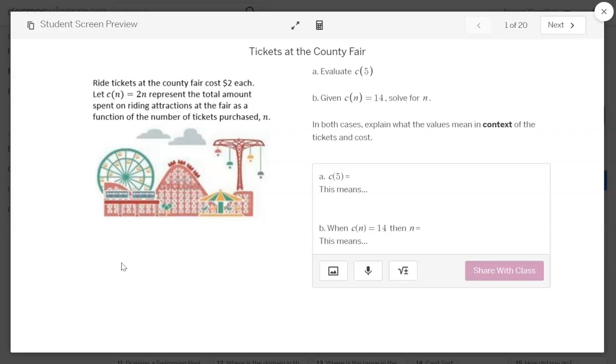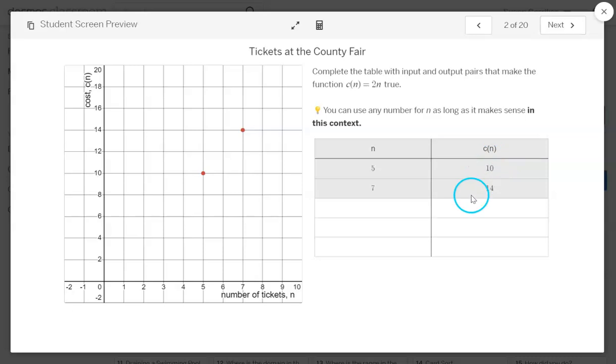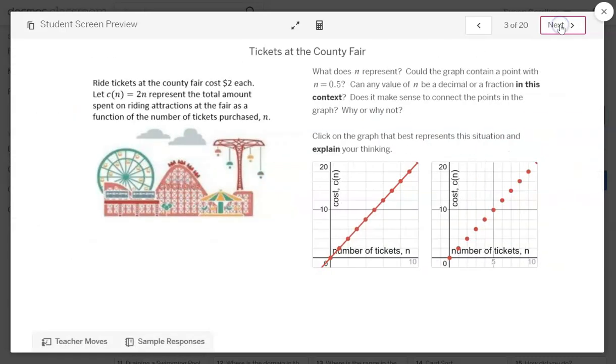So they will evaluate a function, they will solve to find a value of an X value or an input value, and then they will tell what it means in a context. Be sure to read the teacher notes on these because they are fairly extensive. They will fill out a table to match this scenario. They will choose a graph, whether it be discrete or continuous, which one makes sense and why.